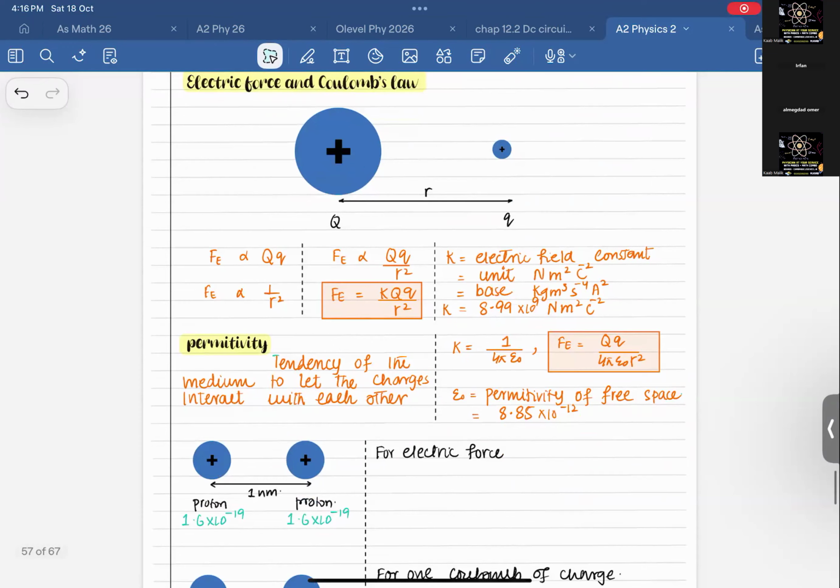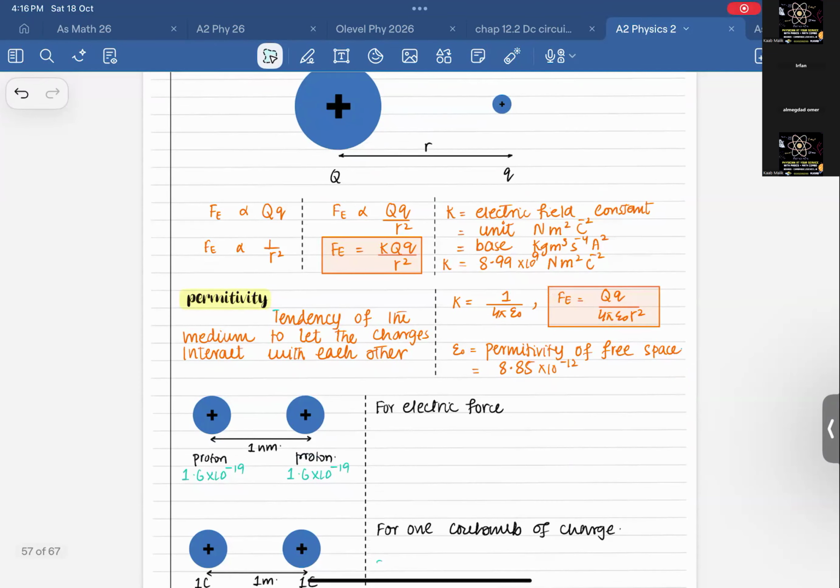And now we also discuss the formula for Coulomb's law. It's up to you, you can use any of the formulas. Either you can use this formula or you can use that formula. The two formulas are related by this constant, where k is equal to 1/4 pi epsilon naught, where epsilon naught is the permittivity.